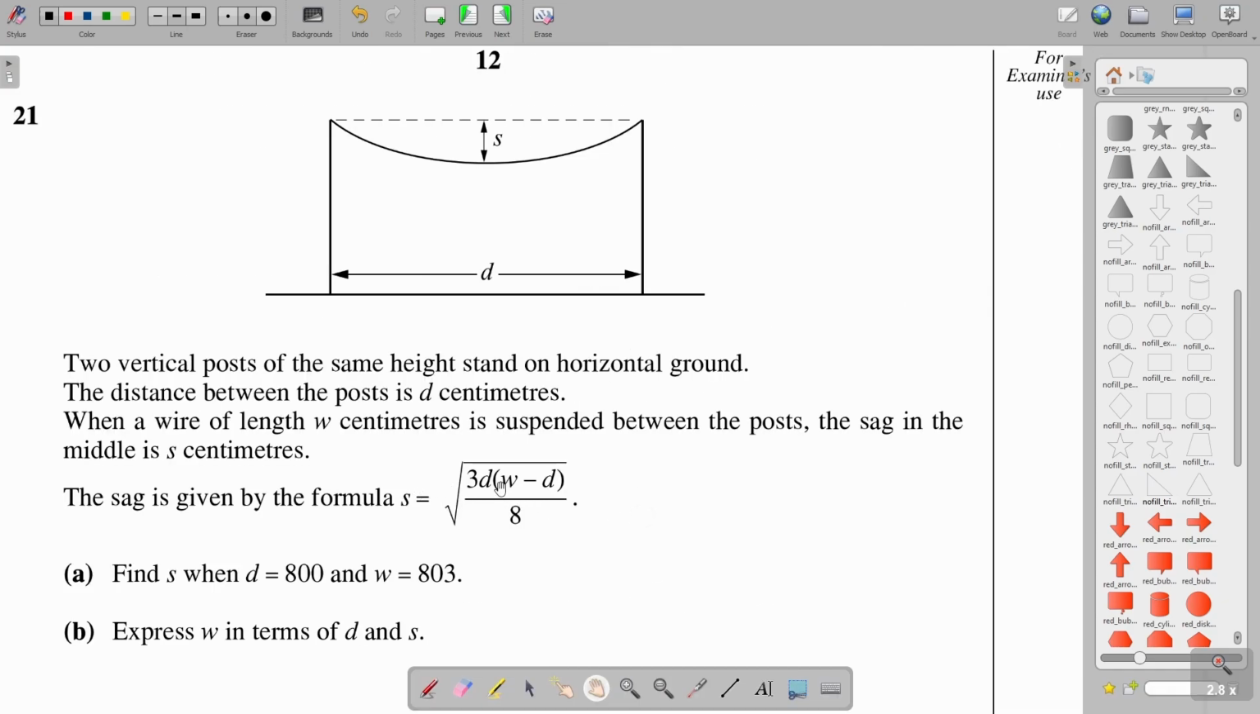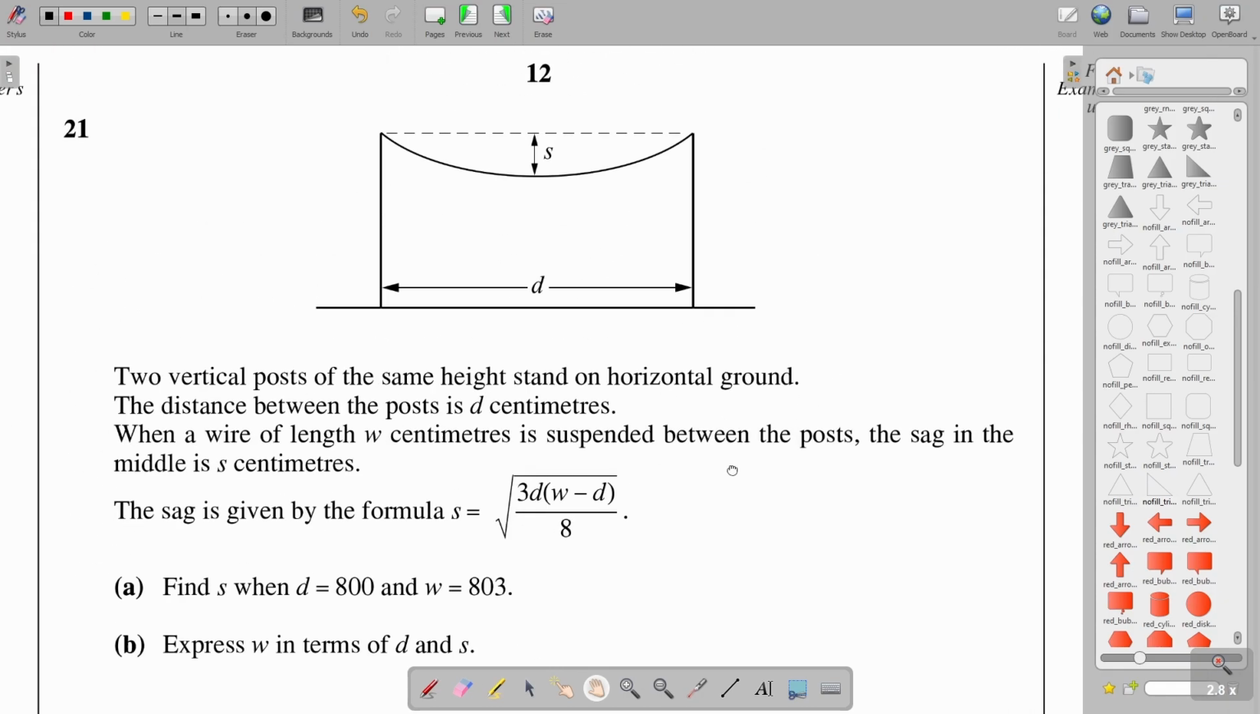Okay, question number 21. Two vertical posts of the same height stand on horizontal ground. The distance between the posts is d centimeters. A wire of length w centimeters is suspended between the posts. The sag in the middle is s centimeters, and the sag formula is given by this. So they've given us everything. This was kind of just a story to explain.